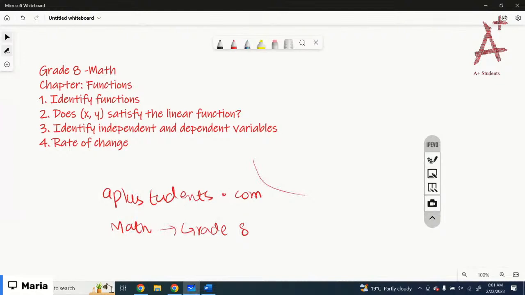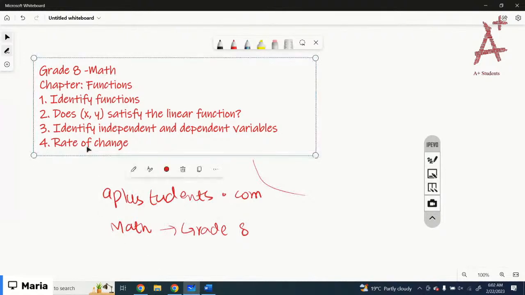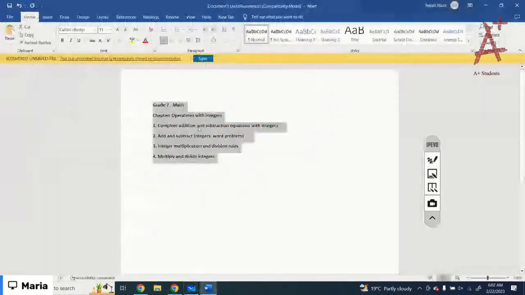There you can find a list of the chapters. We're going to start with the chapter functions, and the lessons we're going to cover today are identify functions, does xy satisfy the linear function, identify independent variables, and then rate of change. So let's start with the first lesson, identify functions. Please make sure you have your notebook and pencil so that you can note down the important examples and definitions as well.